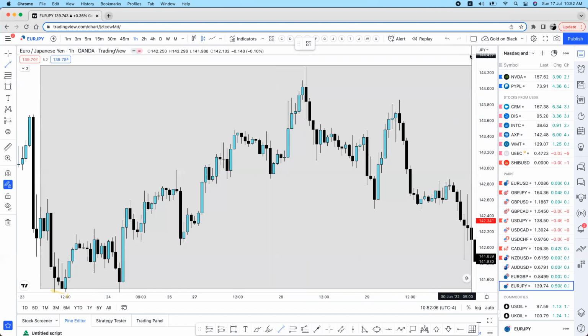I'll use the pencil, I'll use a highlighter. I'm highlighting this area. So this seems like a potential order block. That is correct. And also, for example, would this also be considered a potential order block here?